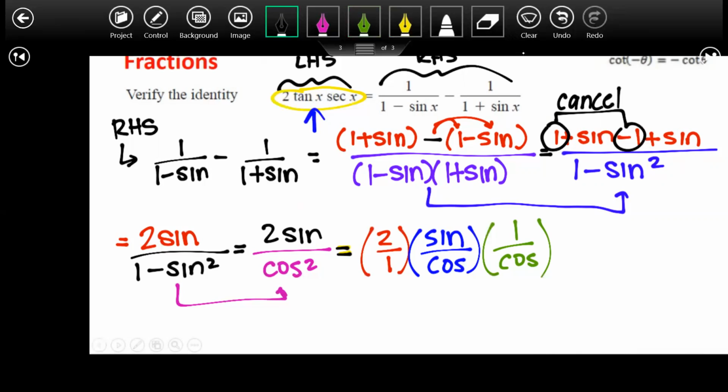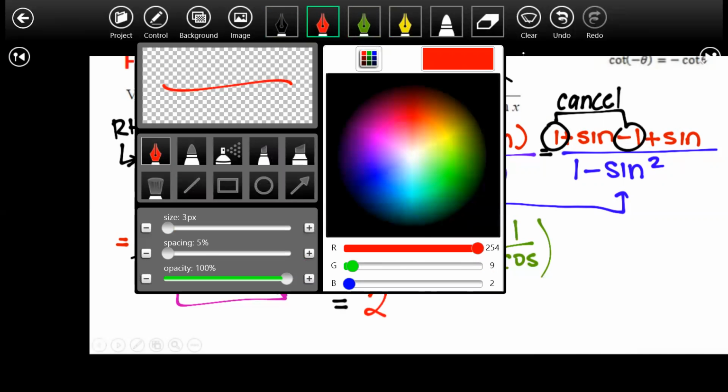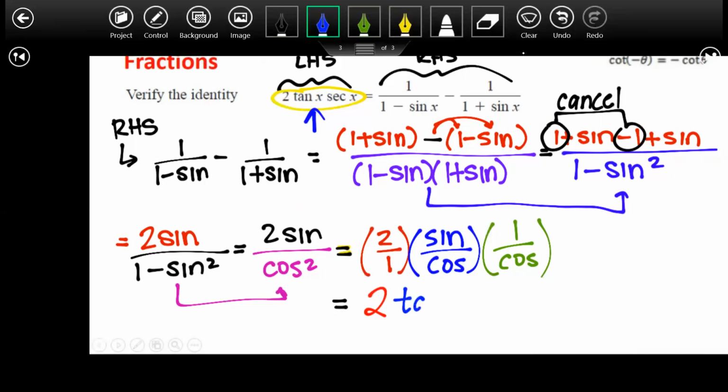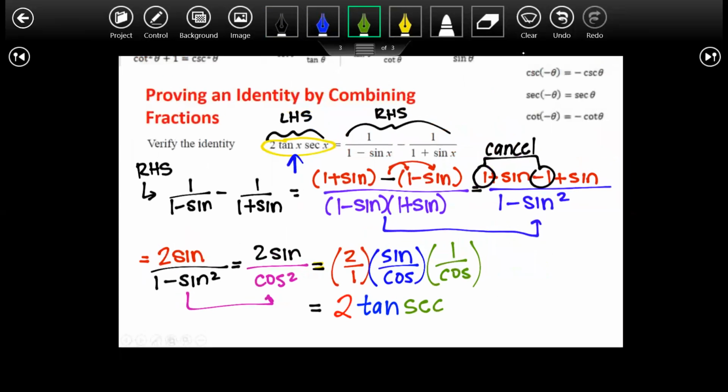So looking at this, what's 2 over 1? It's just 2. What is sine over cosine? It's tangent. And then what is 1 over cosine? Is that what I wanted to show? That's what I wanted to show. This is the left-hand side.